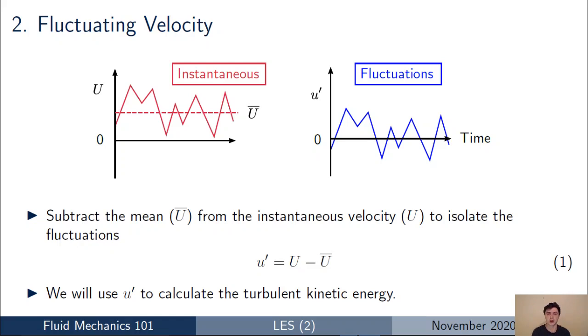So of course, if you were running a RANS calculation, you wouldn't have any of these fluctuations because you'd only be looking at the mean, which is U bar. And the reason we want to isolate the fluctuations, U prime, is we're going to use these to calculate the turbulent kinetic energy.